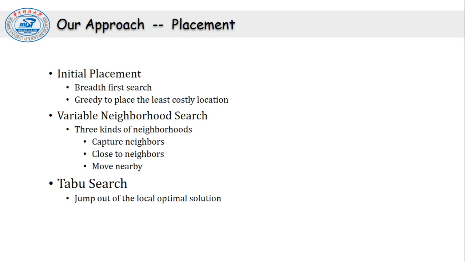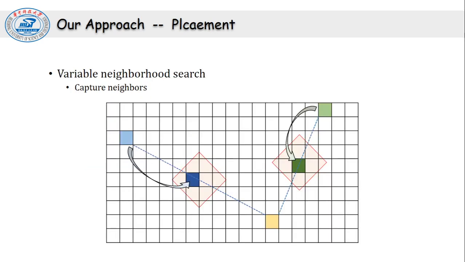Then we use the variable neighborhood search and taboo strategies to optimize the initial solution and gradually get a better solution. The three search neighborhoods are briefly introduced below. The first neighborhood move is to grab adjacent tiles.